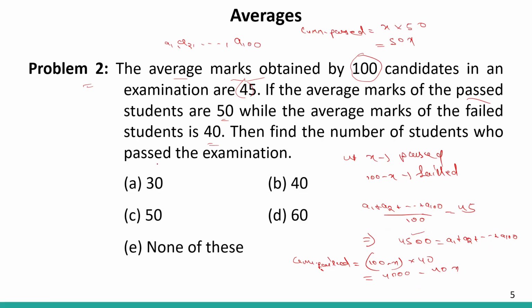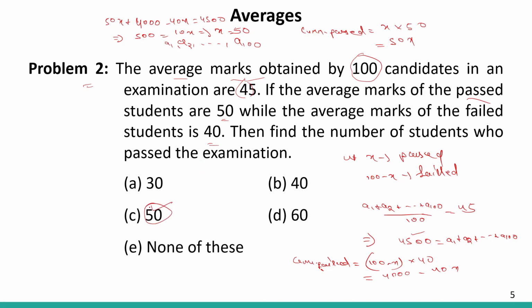Okay, so adding these two numbers must be equal to this amount. So this implies that 50x plus 4000 minus 40x is equal to 4500. So it will be 500 is equal to 10x. So this implies that x is equal to 5, which means 50, because 50 into 10 is equal to this much amount. So the number of students that actually passed is equal to 50.